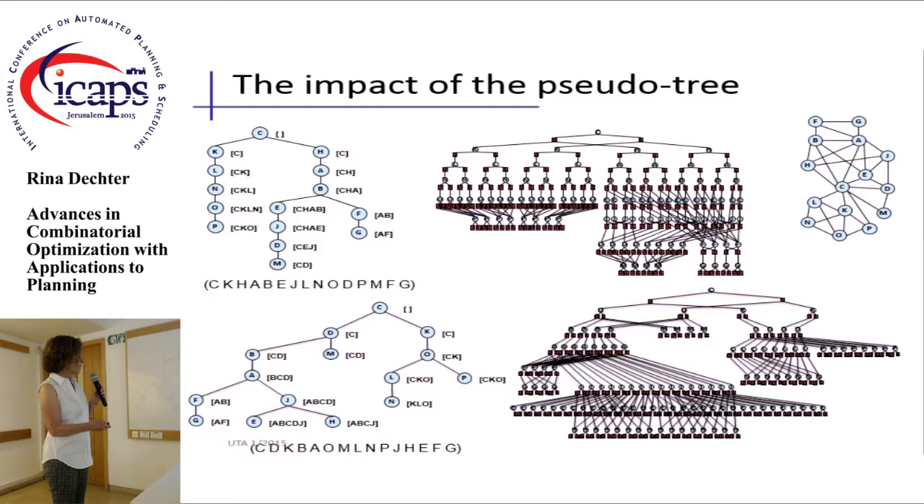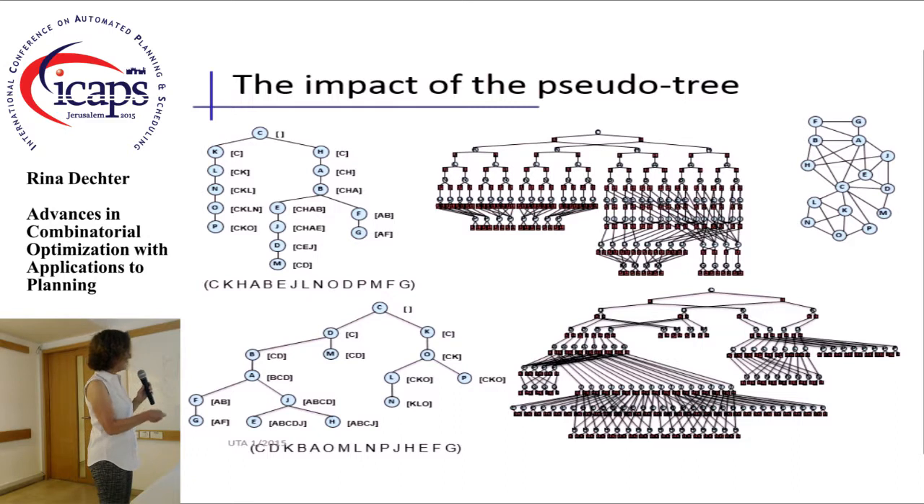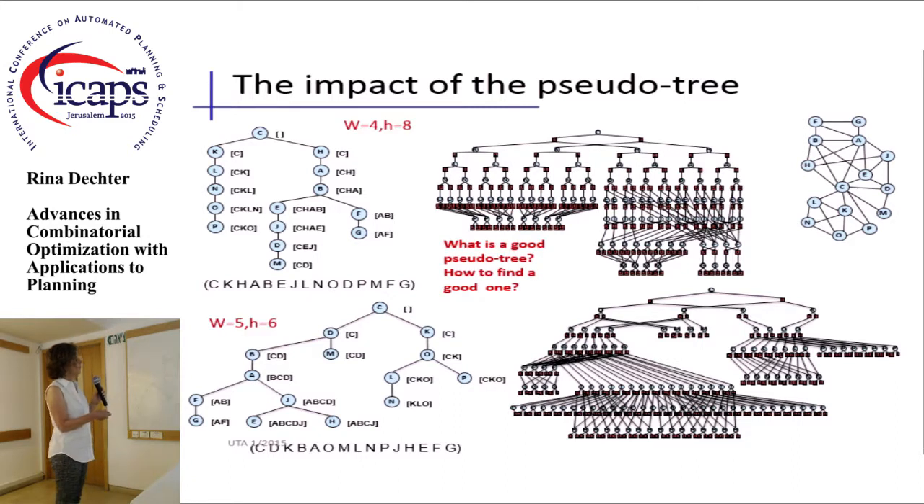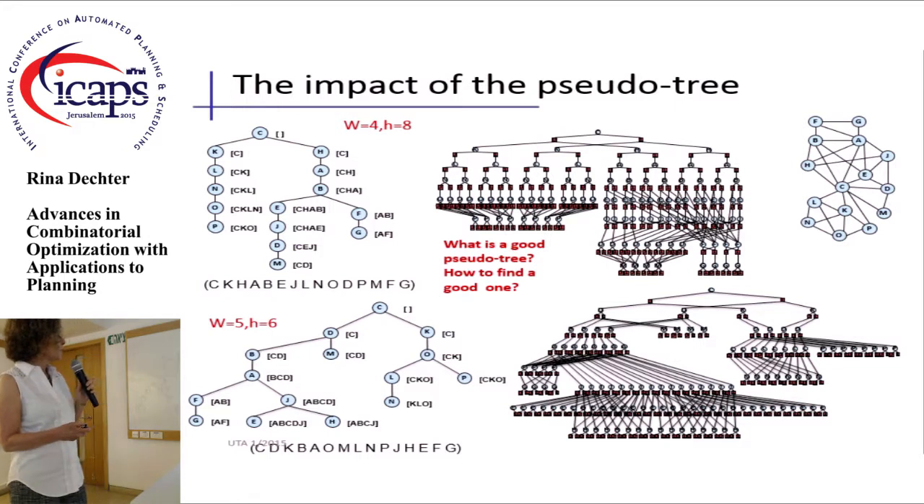And the question is, which one is better? And there are two parameters that we are interested in, the height and the width. So there is the induced width associated with each one of these orderings, which can be gleaned from the context. The size of the context here is 4. Here we have a context of size 5, so the height is smaller, the induced width is higher, and you can ask legitimately what is better and how to get better tree width, how to find a good pseudo tree.